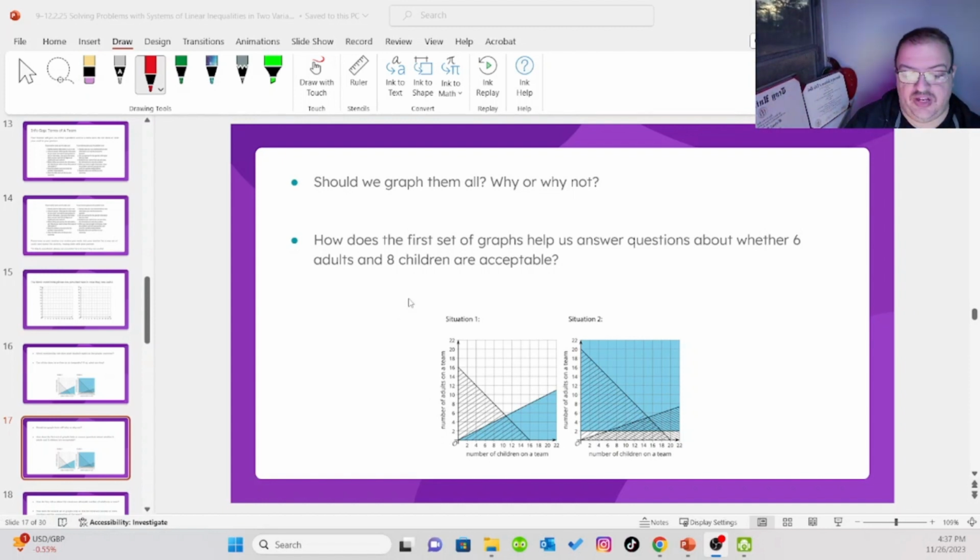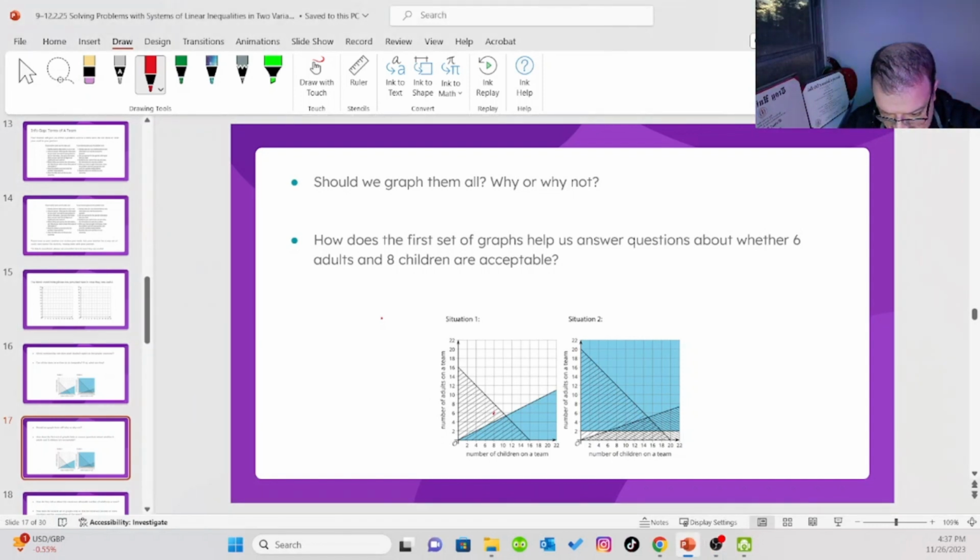How does the first set of graphs help us answer questions about whether 6 adults and 8 children are acceptable? So if we look at 6 adults and 8 children, that point is right here. While that point does solve one of the inequalities, it doesn't fall within our double shaded area, so it does not solve both of them.